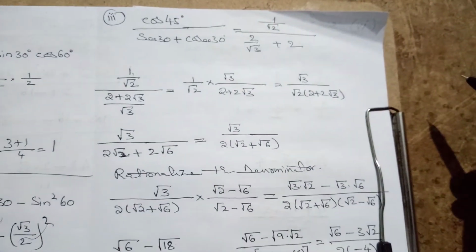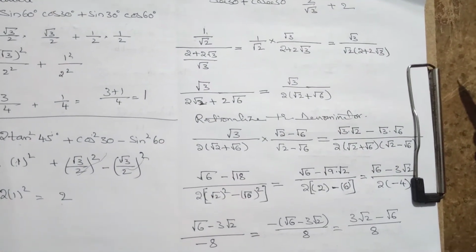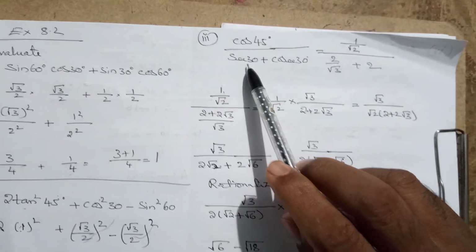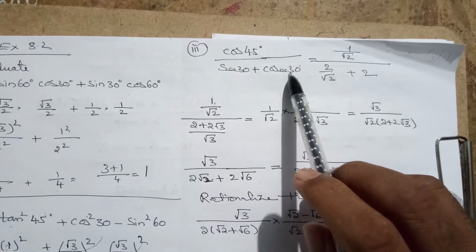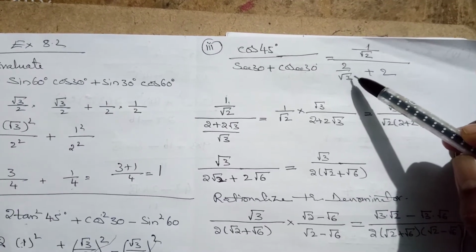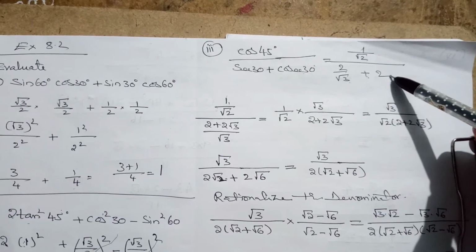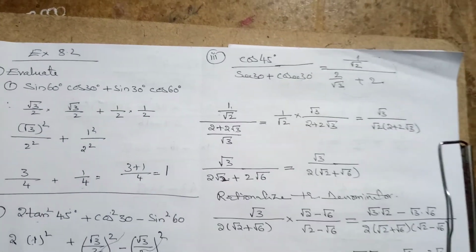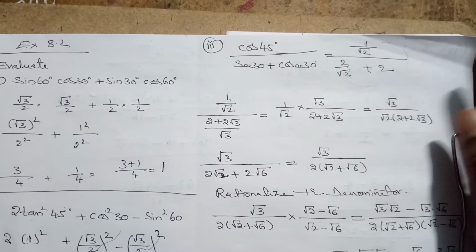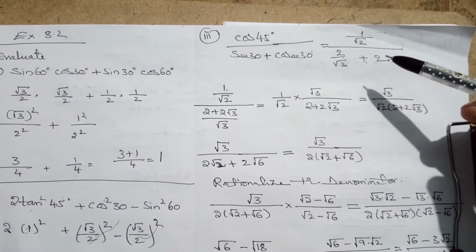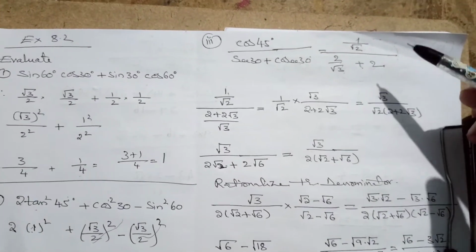Okay, let us see the third bit. Cos 45 degrees by secant 30 plus cosecant 30 degrees. Now just apply: cos 45 is 1 by root 2, secant 30 is 2 by root 3, plus 2. Up to here we can finish applying the ratios of trigonometry, and the angles from the table will be finished. But from here, the part below is completely about fractions. So we must have a complete grip over the fractions.